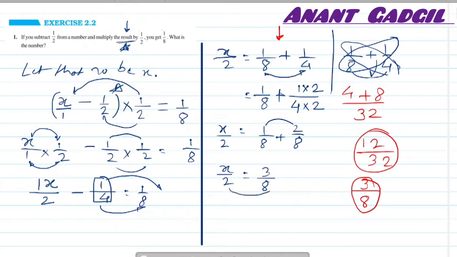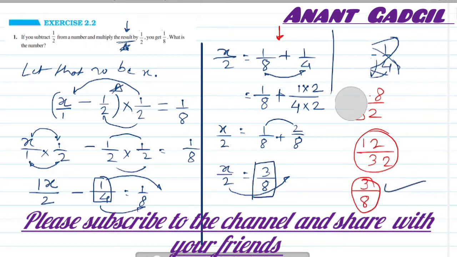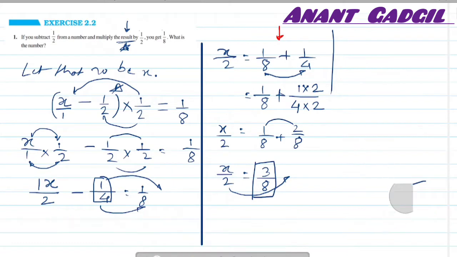Now we can take this 2 on the other side. See, here also the answer we have got is same, 3 by 8. By cross multiplication method also you will get the same answer, but the only thing is that you might have to reduce it further. Okay.